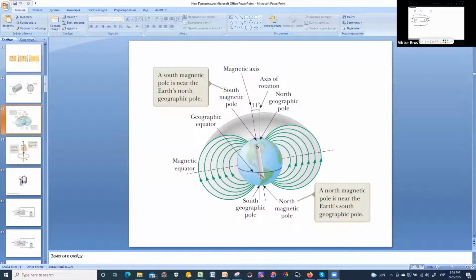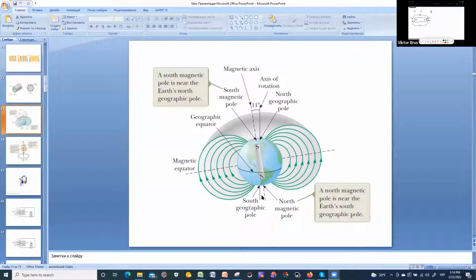Okay, so if we look at our planet with this magnetic field representation, we can see that the global magnet of planet Earth, its south pole is actually located close to the North geographic pole, and its North pole is located close to the South geographic pole. So we have the North magnetic pole next to the South geographic pole, and the contrary.